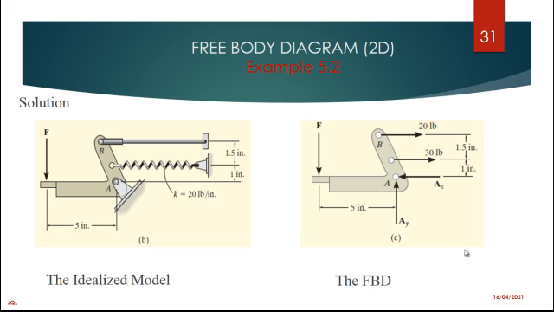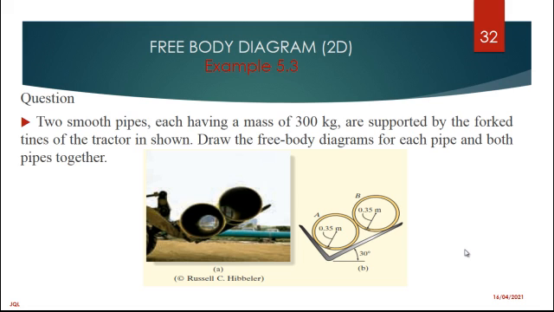This is how it looks, where you have your reaction, then you have your spring, and you have another load there, the load that has been applied as F. That is how your free body diagram looks. Another example.